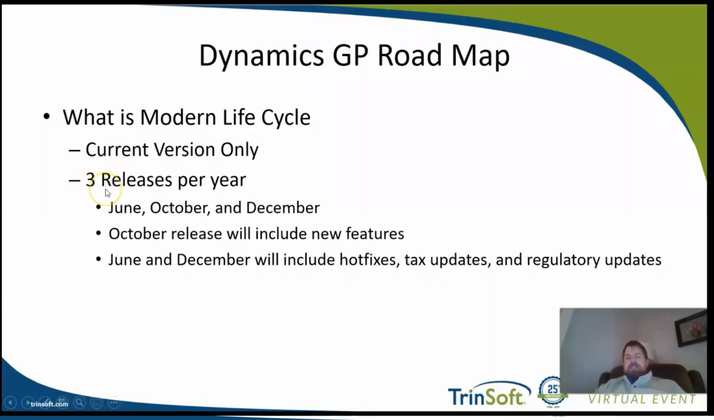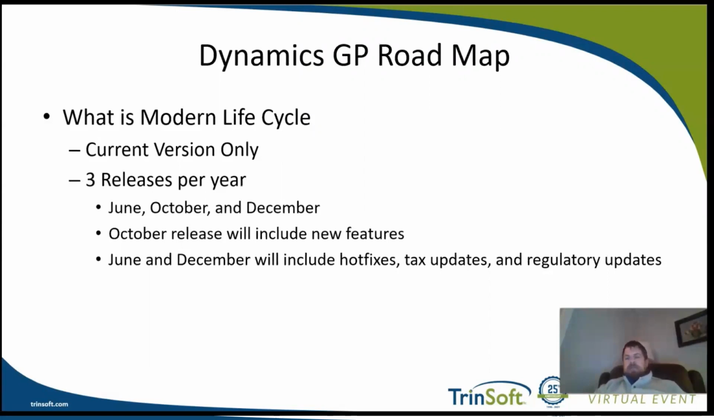So in the modern lifecycle, this is the same across all Dynamics products. Dynamics Business Central, Dynamics Sales, Finance and Operations, they are all on what's called the modern lifecycle. And that means you're going to get 3 releases per year. And those releases are typically going to come out June, October, and December. The October release will be basically the new release. That's going to be all the new features that they've added to GP will come in that October release, and you'll see those new features.